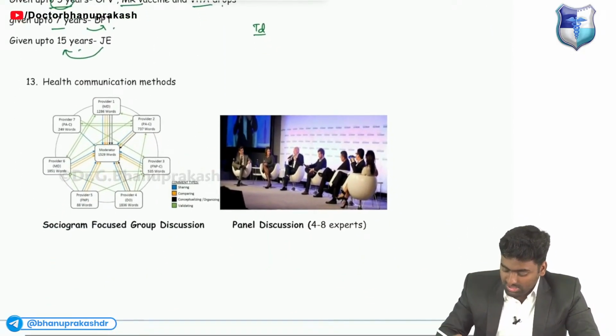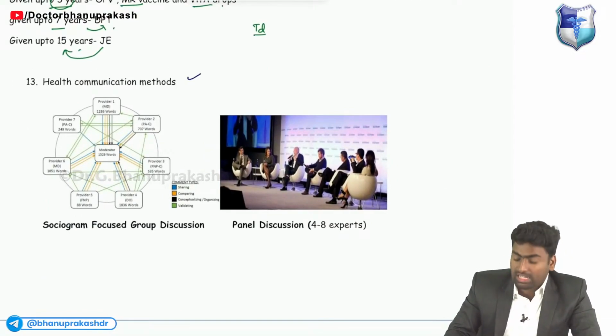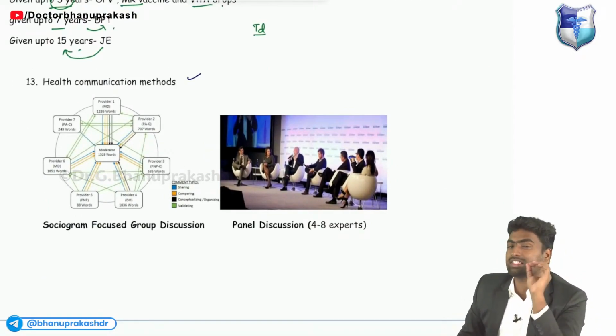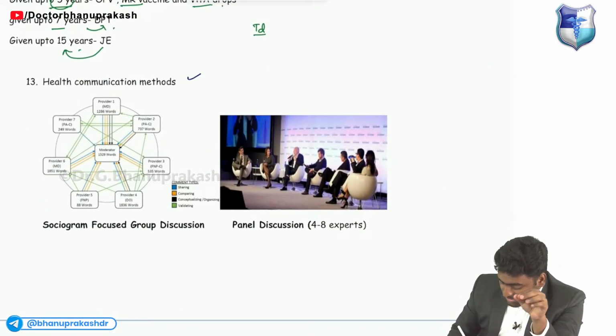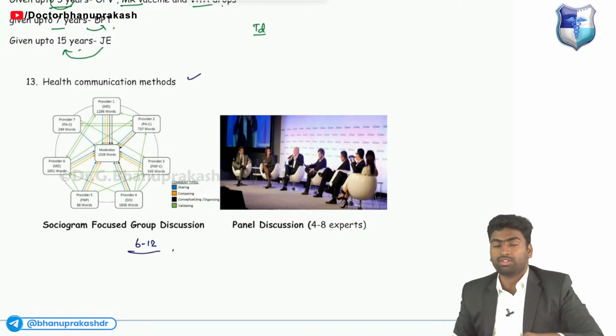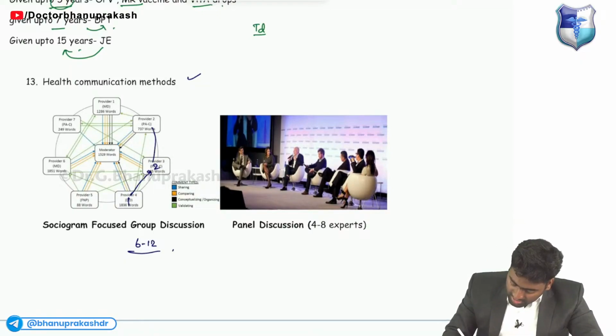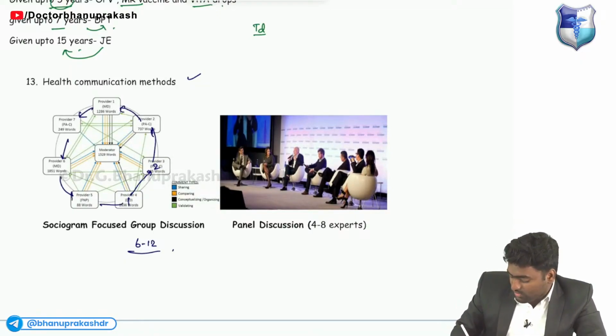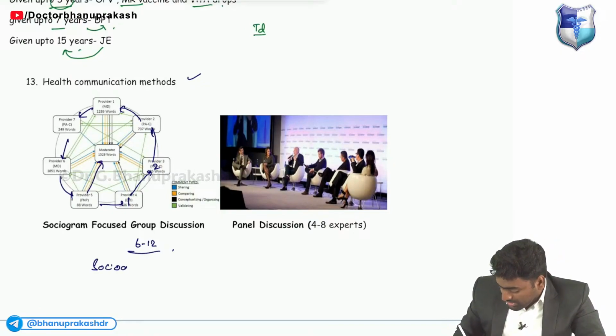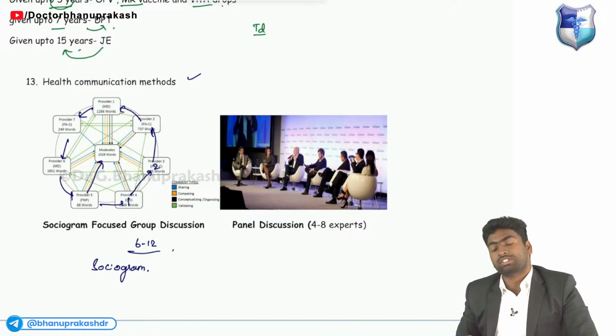Then about the part known as health communication methods. In health communication methods, first is what? It is focused group discussions. It is between 6 to 12 members, and what they will do, from one person they will start with another person, and like this the talk will keep going on, and one person will be sitting and drawing like this. So this is known as what? Sociogram. This is known as sociogram.